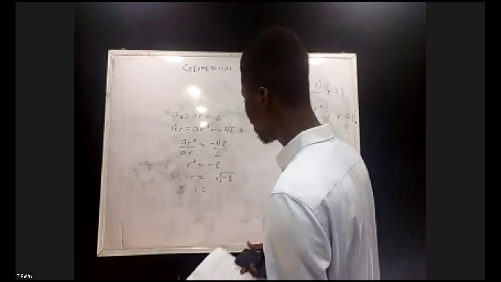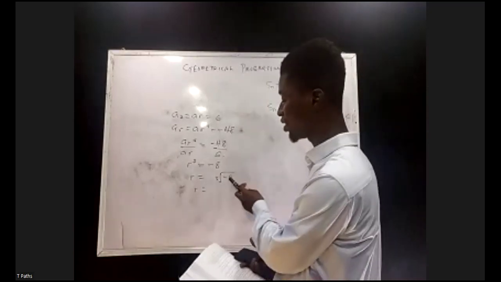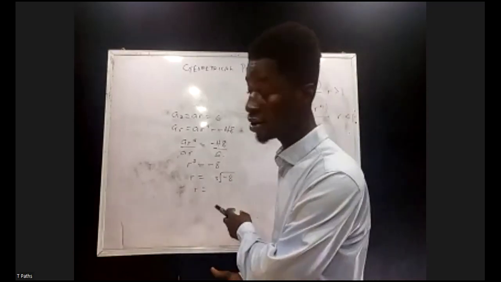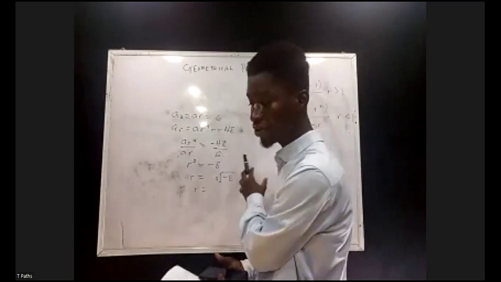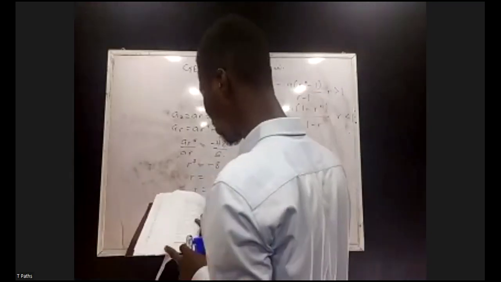Now, as you can see, there's a fault with this question. You can't have the cube root of a negative number to give us a complex number. So that automatically makes that question wrong. So let's look at another question.